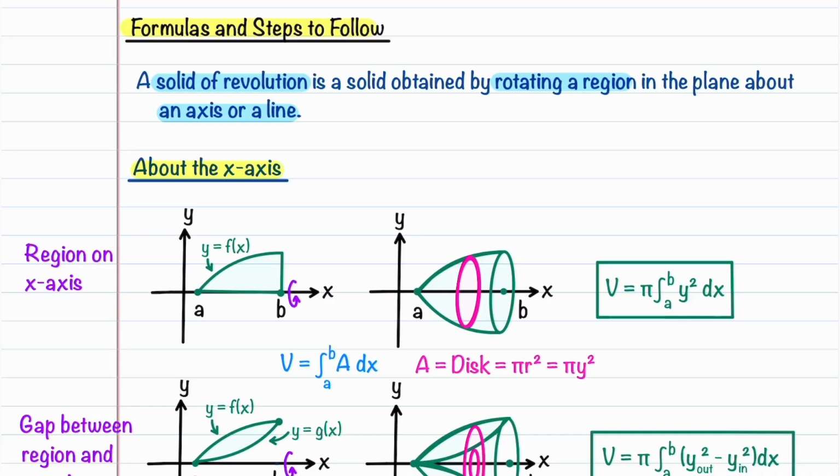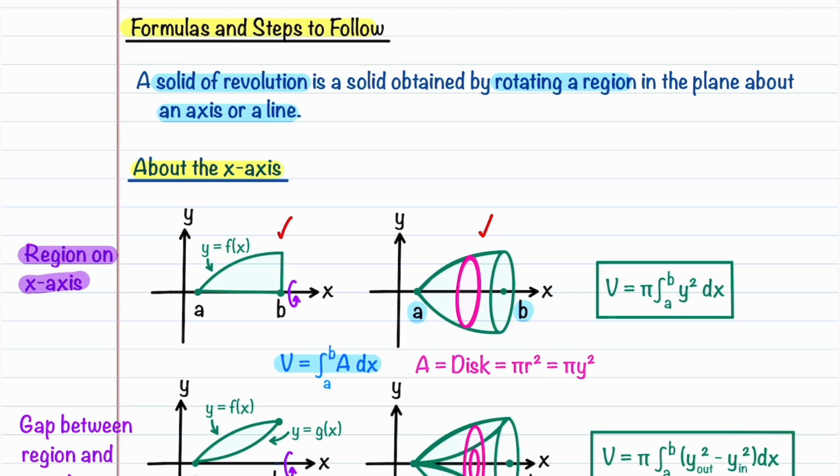In our first diagram, we have a region that sits on the x-axis. When we rotate this region about the x-axis, we get a solid of revolution that has circular cross-sections called disks. The volume of this solid is equal to the integral of the cross-sectional area from x is equal to a to x is equal to b.